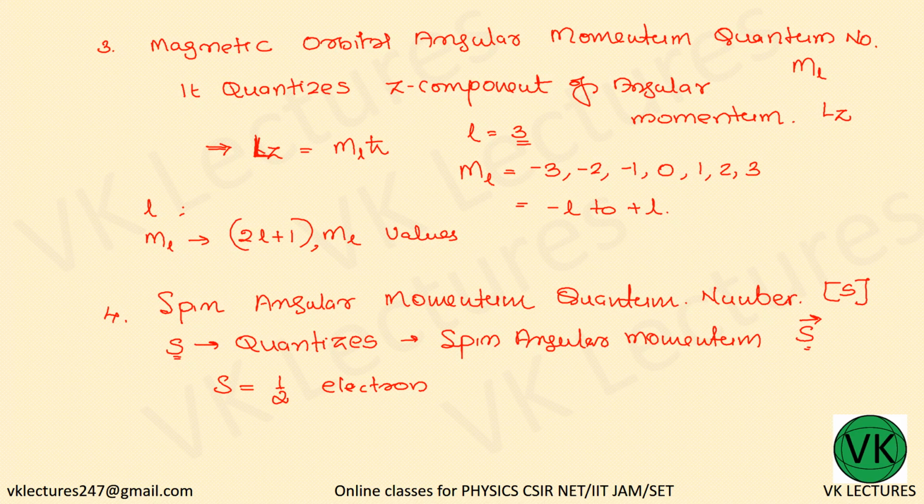Electron is spin half. And how does it quantize? The magnitude of S is basically h cross into root of s into s plus 1. So for s equal to half, it must always be equal to h cross into root of half times 3 by 2, which is equal to h cross times root 3 by 2.